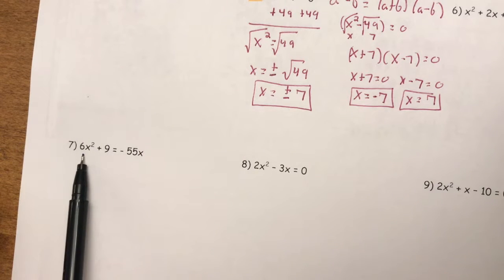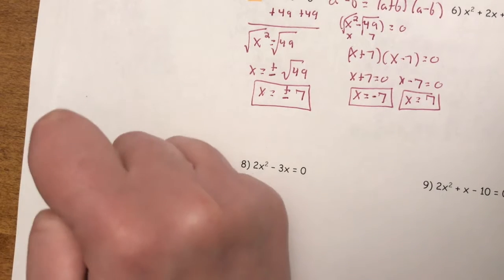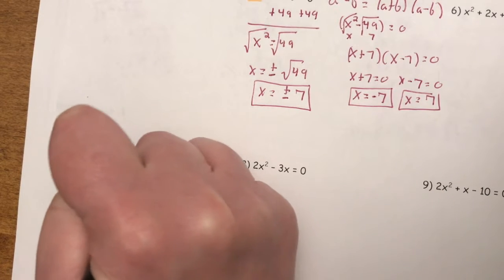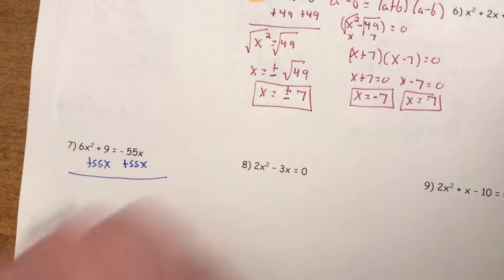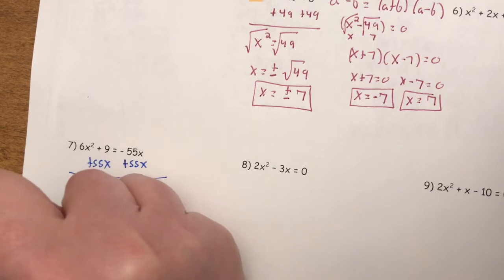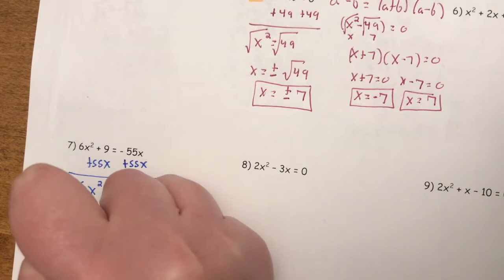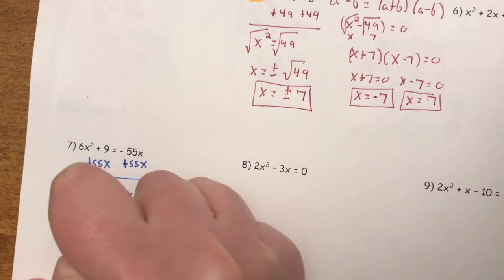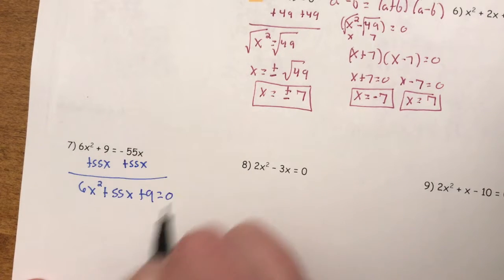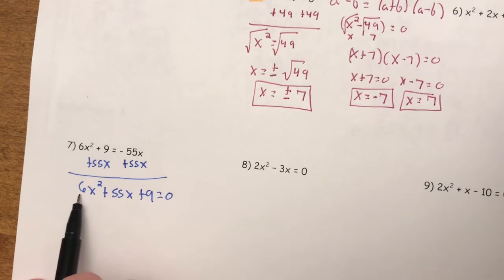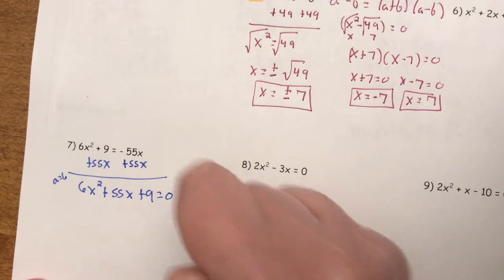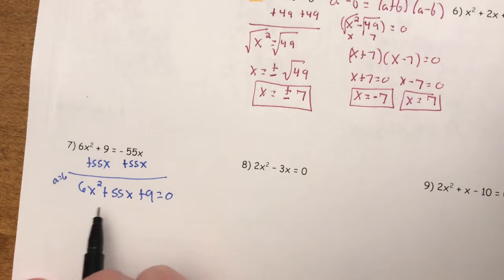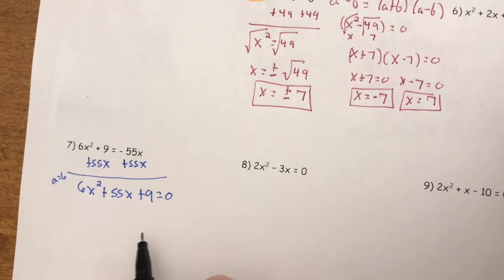So we're going to go ahead. We already got the 6x squared to be positive, so let's move the linear term to the other side by adding 55x. And when we move it to the other side, we're going to write it in standard form. So we'll have 6x squared plus 55x plus 9 and set it equal to 0. Now, we take a look. Our a term does not equal 1. We see that our a term is equal to 6. So we're going to use the method of grouping in order to factor this.